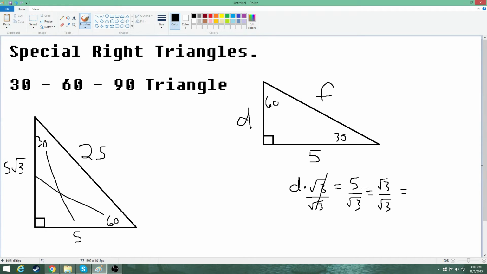So on the top, sorry, real quick, that shouldn't be an equal sign. That should be times. So 5 times the square root of 3 is 5 root 3. And root 3 times root 3 is just 3. So our d value is 5 times the square root of 3 over 3.